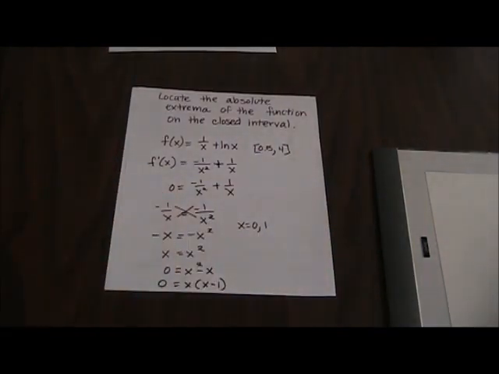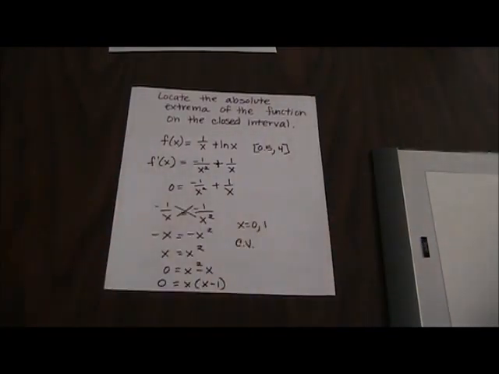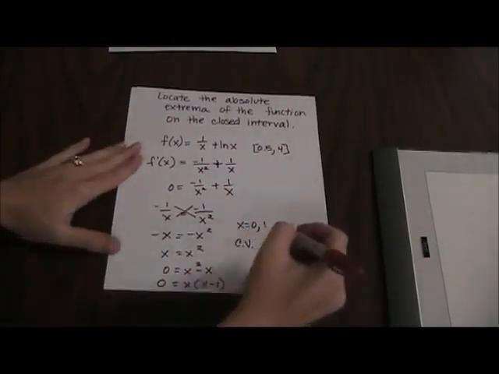And then the endpoints of my interval would also be critical points. Sometimes you'll hear people call them critical points, sometimes you'll hear them called critical values. I tend to call them critical values, so I abbreviate as CV. And my critical values are 0, 1, 0.5, and 4.